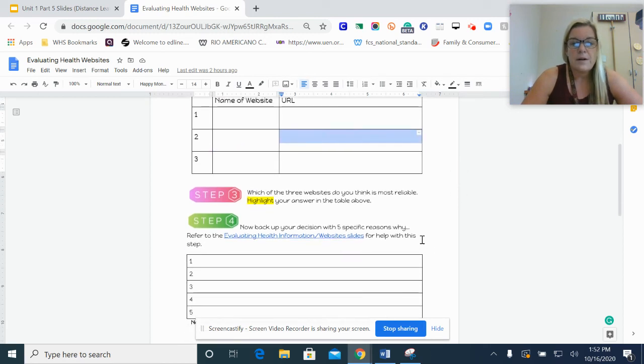And then step 4 is to back up your decision with 5 specific reasons why it is the most valid or most reliable website of the 3 above. Remember, you can go back into the slides on evaluating health information to help you with this. So for example, maybe the first website had the most up-to-date information, and maybe it was very easy to navigate their website. That might be number 2. And maybe number 3, there was authors cited. I'm just trying to give you some examples.